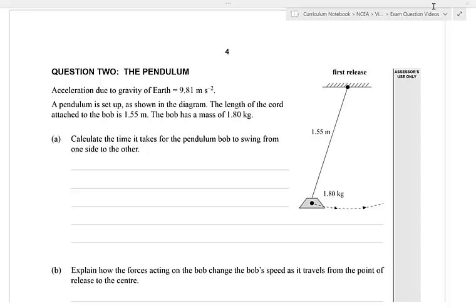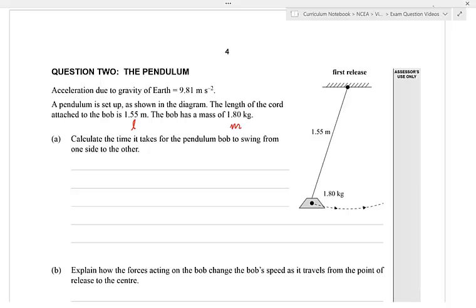This question is about a pendulum. Acceleration due to gravity on Earth is given. The pendulum is set up as shown in the diagram. The length of the cord is 1.55 meters, so that's L. And the bob has a mass of 1.80 kilograms. We'll write that down. Usually that doesn't really matter for a pendulum.